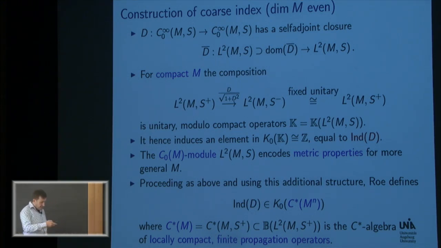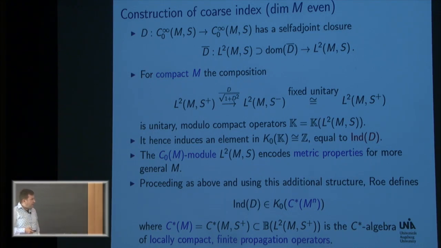So we have a bounded operator, and we can take a fixed unitary to identify these two Hilbert spaces. This means we get a bounded operator from L2 sections to the L2 sections of the same Hilbert space. And it turns out that this is a unitary operator. It means that this operator times its adjoint is the identity, but this just holds modulo a compact operator, so plus a compact operator. This is nothing more than a different way to express the Fredholm property of that operator D for compact M.